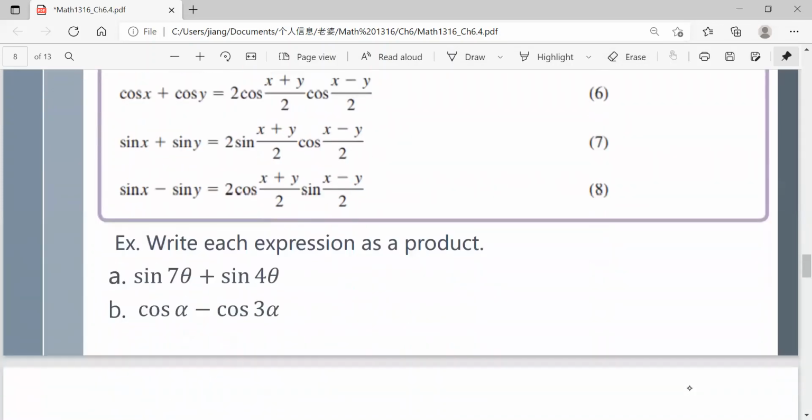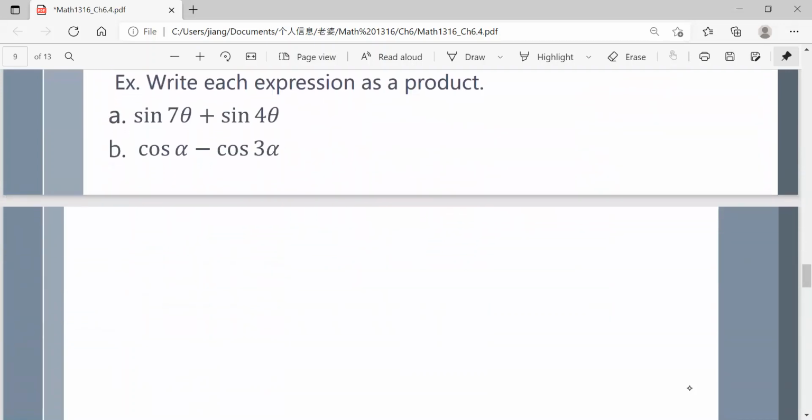Okay, let's continue to see the first example. Write each expression as a product. So these two terms are the sum, and then write it with the product.